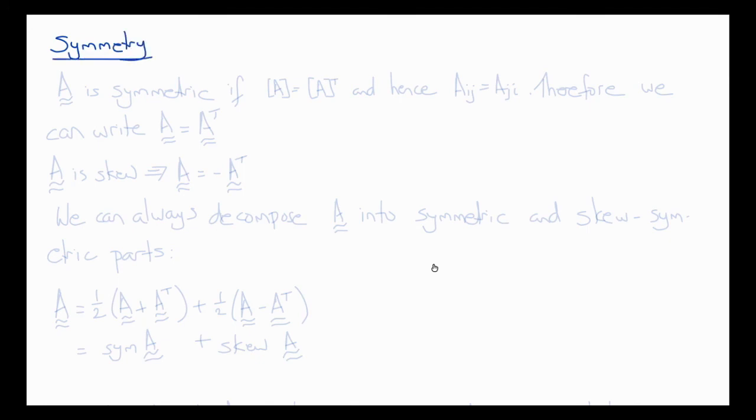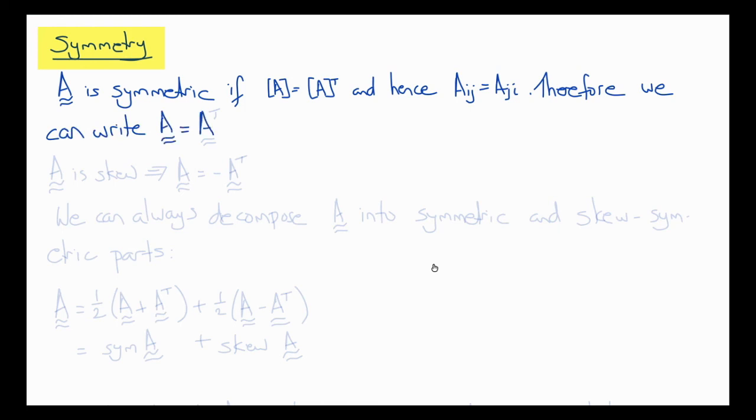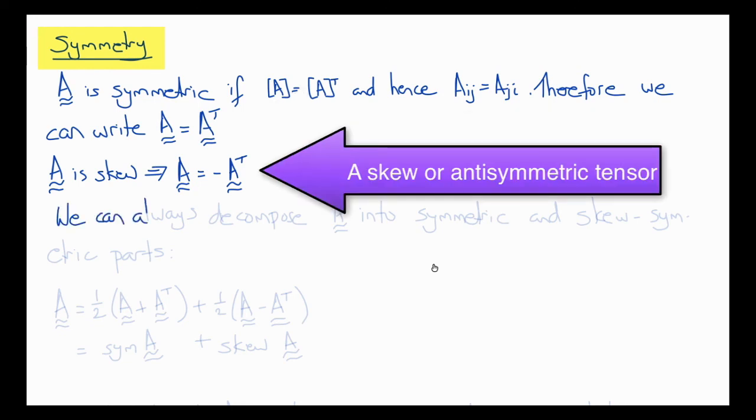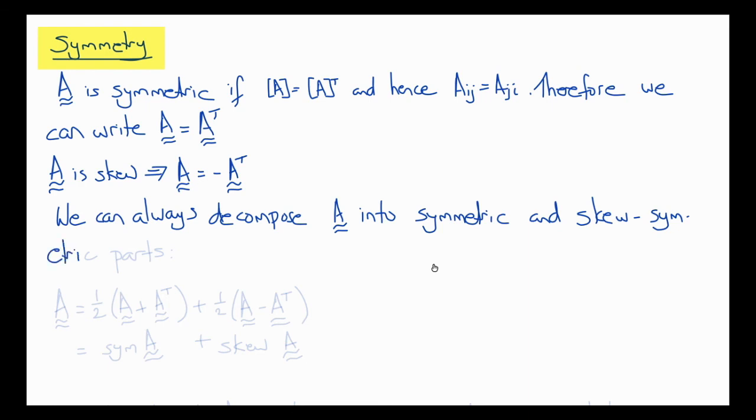So the first one is symmetry. In the same way that a matrix is symmetric, a tensor is symmetric if the matrix of its components is symmetric. In other words, if A equals A transpose, and hence the components A_ij are equal to A_ji. So this is a property not only of the matrix, but of all matrices that can be obtained to represent A, which means that symmetry is actually a property of a tensor, not just a property of a matrix. And thus we can write that A is equal to A transpose as a property of the tensor, and it's a symmetric tensor. And similarly, we can have a skew tensor or anti-symmetric tensor in which A is equal to minus A transpose. In other words, if the components of A are symmetric in one frame, they're symmetric in all frames. If they're skew in one frame, they're skew in all frames. And as a result, it's really a property of a tensor. It's not just a property of a matrix.